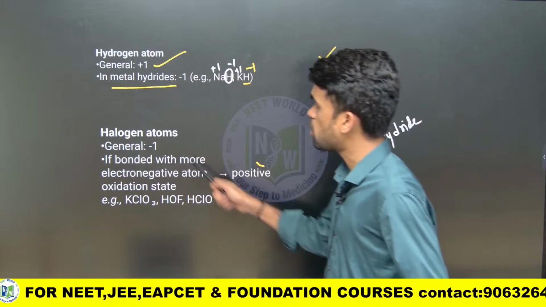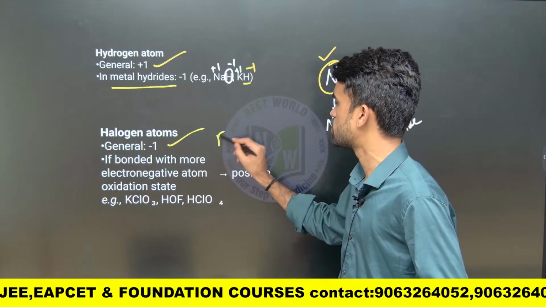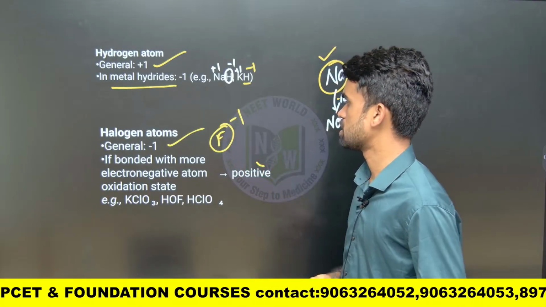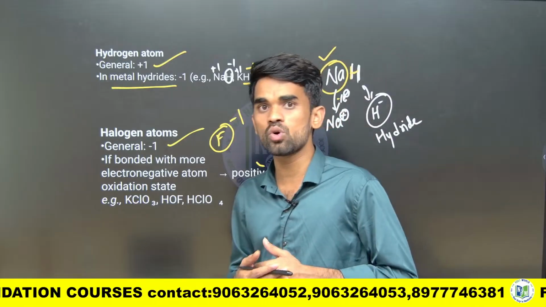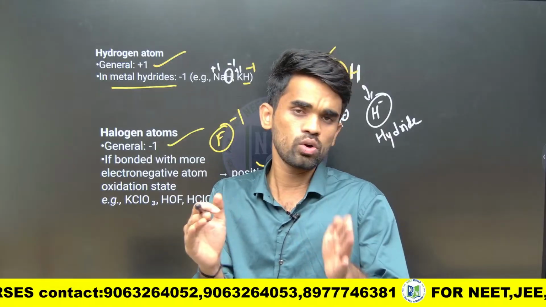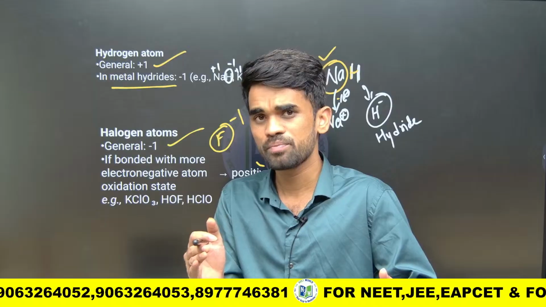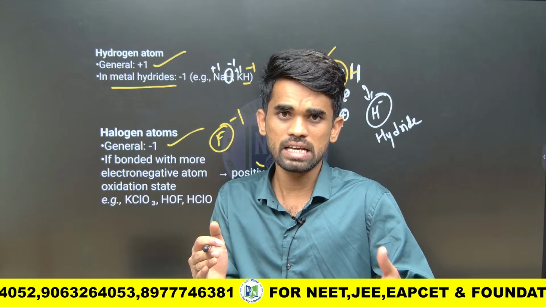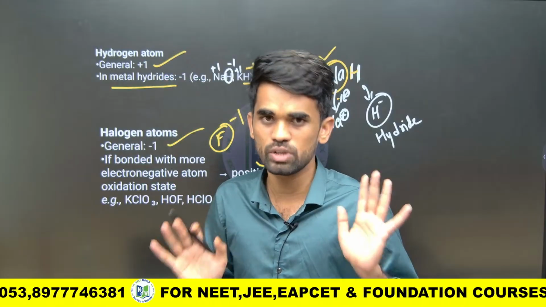So halogens, how much is it? The general one is -1. Fluorine is always -1. For chlorine, bromine, iodine, if it is attached with a more electronegative atom like oxygen or fluorine, in that case chlorine and bromine will generally have a positive charge. If it is attached with a less electronegative atom, then it will have a negative charge. This is what you need to understand.